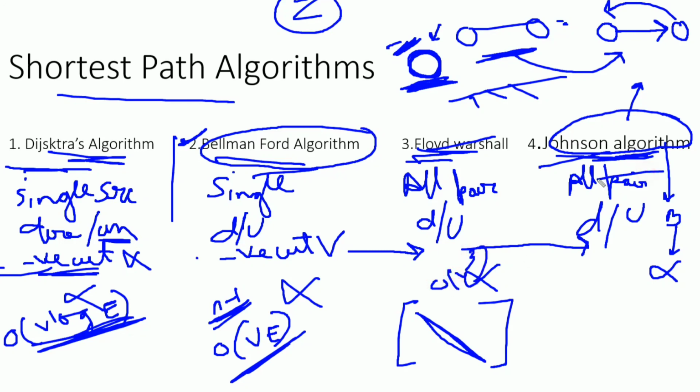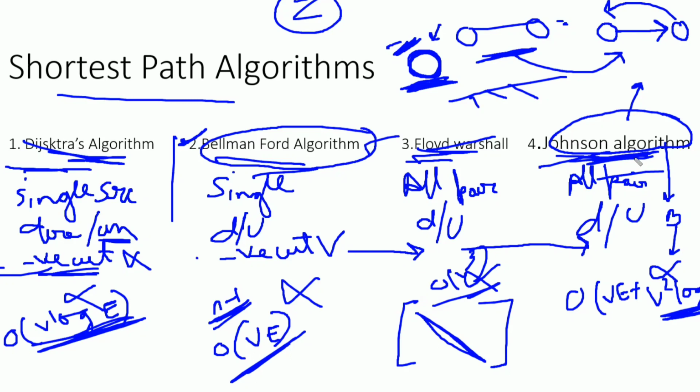Now next is Johnson algorithm. Johnson algorithm uses Bellman-Ford first in order to eliminate the negative weight edges and convert them to positive weight edges. So it will take big O of VE because of Bellman-Ford, plus then we apply Dijkstra algorithm at each vertex. Applying Dijkstra algorithm at each vertex gives V square log E time complexity. So the time complexity of Johnson algorithm is less than Floyd-Warshall algorithm. So it's better to use Johnson algorithm in order to find all pair shortest paths.